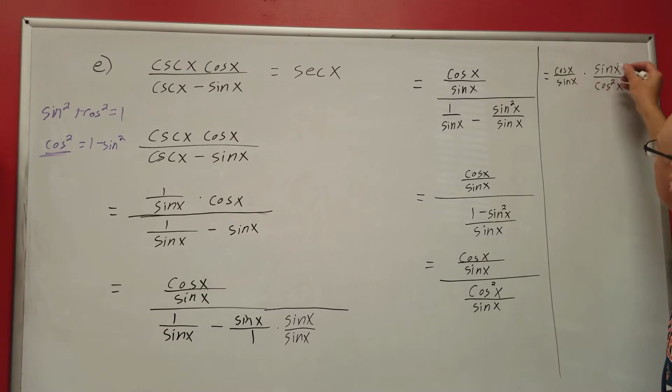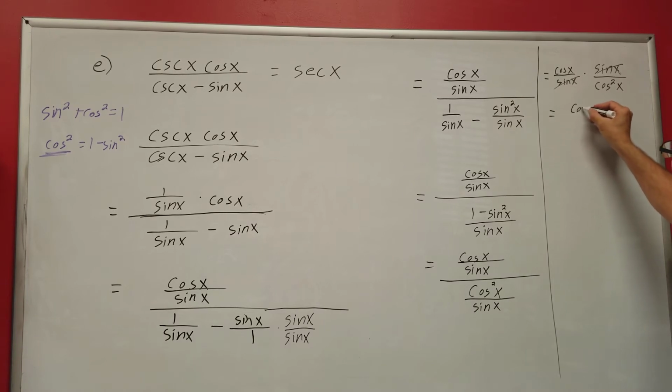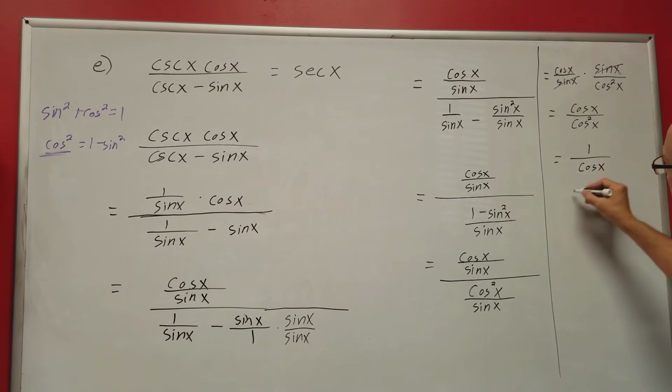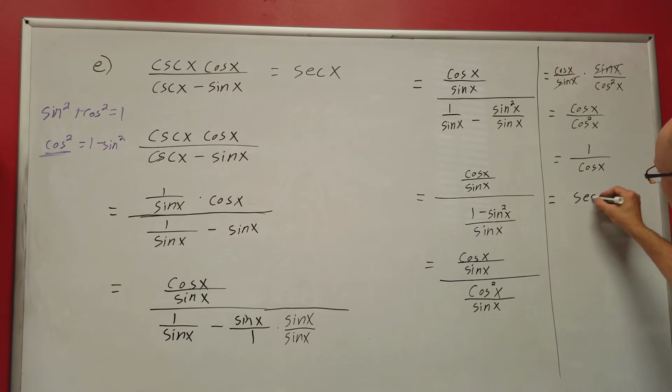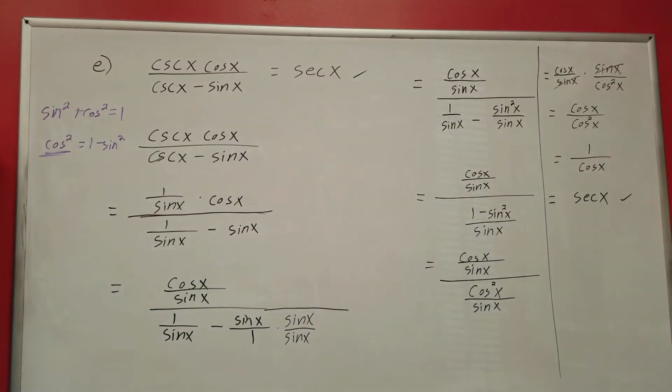Well, what happens to these sines of x's? They divide out, and you're left with cosine of x over cosine of x squared. So that gives you 1 over what? Cosine of x. Well, what's 1 over cosine of x? Also called the what? Secant of x. Did I get where I was supposed to? I sure did.